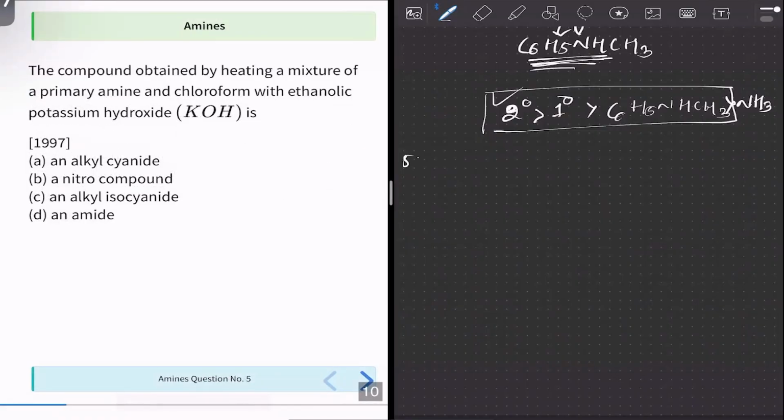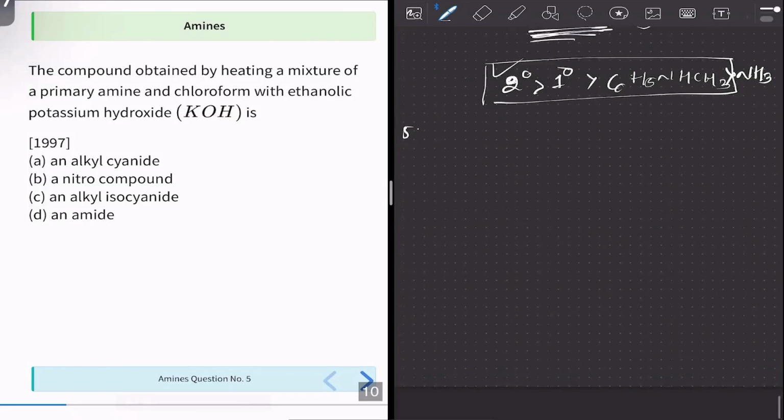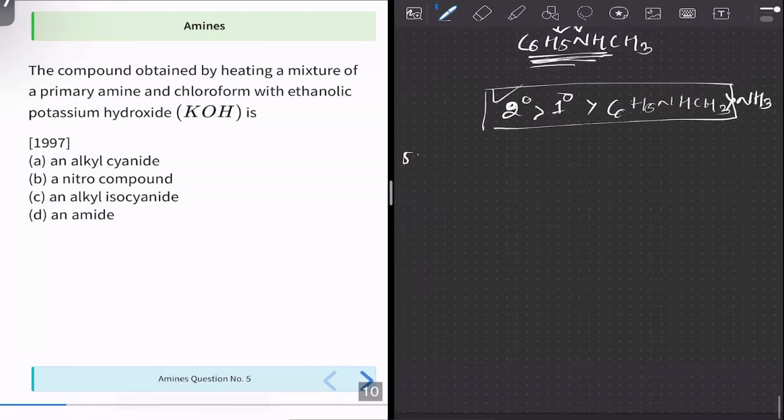Question number 5. The compound obtained by heating a mixture of primary amine and chloroform with ethanolic potassium hydroxide. Okay. So it is asking us: a primary amine reacts with CHCl3 with alcoholic KOH. What will be the product?